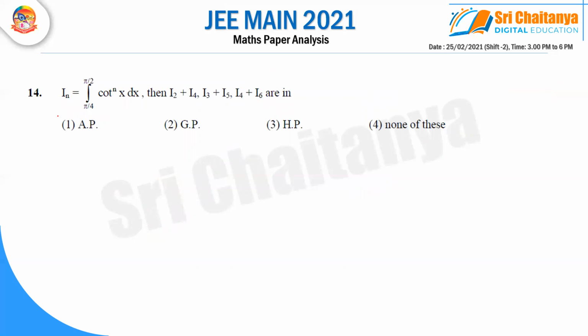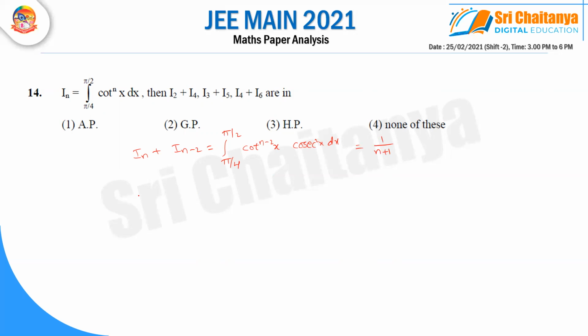Now here they are asking I2 plus I4, I3 plus I5, I4 plus I6. So this is a standard formula which you can derive: In plus In minus 2. It will be the integral from pi by 4 to pi by 2 of cot power n minus 2 x into cosecant square x dx. So if I put cot x as some t, I will be getting some good answer. So at last, I will be getting it as 1 by n plus 1.